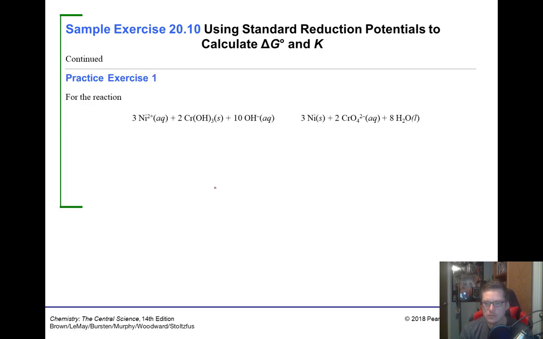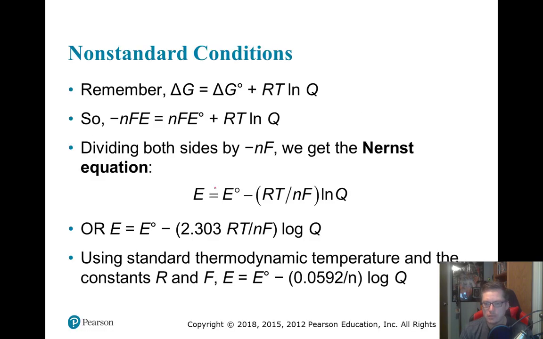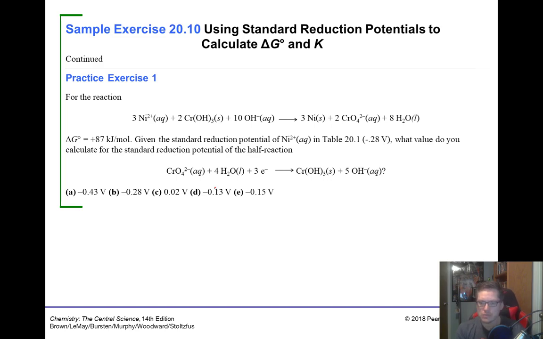All right, let's see if we can do one. All right, it says for this reaction, delta G standard is 87 kilojoules per mole, given the standard reduction potentials of nickel and the table, and I pulled that out earlier. That's the negative 0.28. What value do you calculate for the standard reduction potential of this chromate right here?